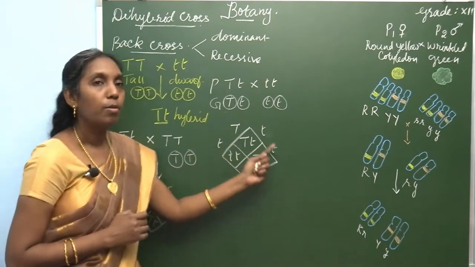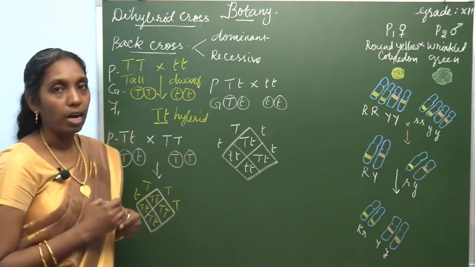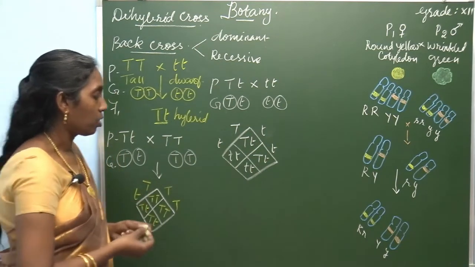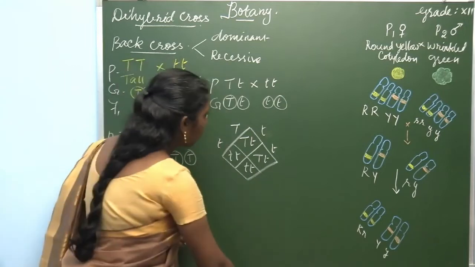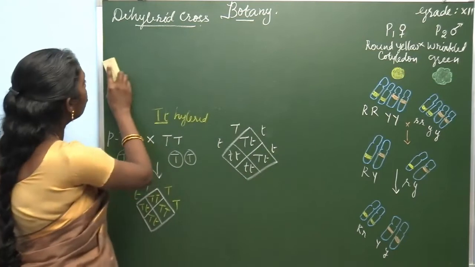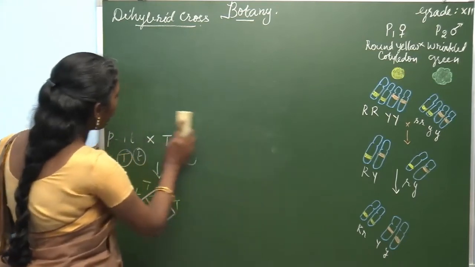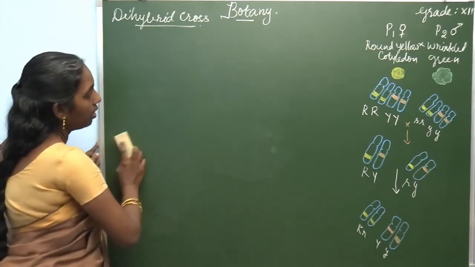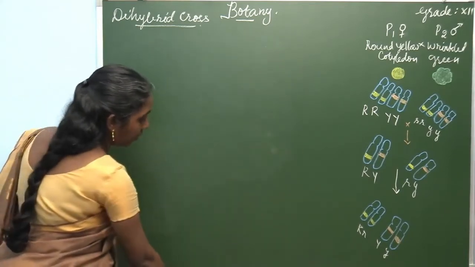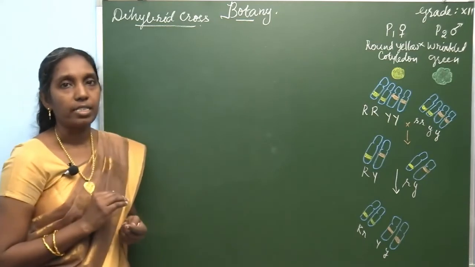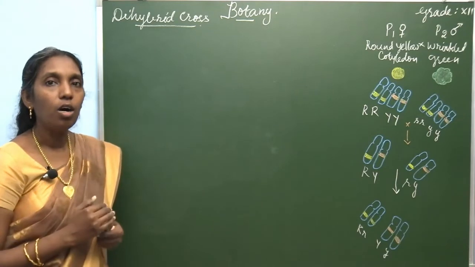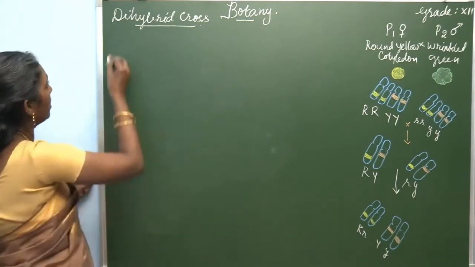So, this is the example we took from monohybrid. Now, let's see another example, dihybrid cross. In dihybrid cross, two contrasting characters are selected. There are two contrasting characters selected in dihybrid cross. What are the characters? It explains the law of independent assortment.